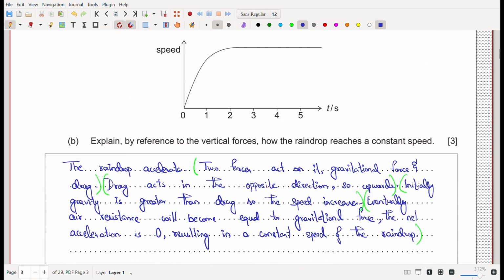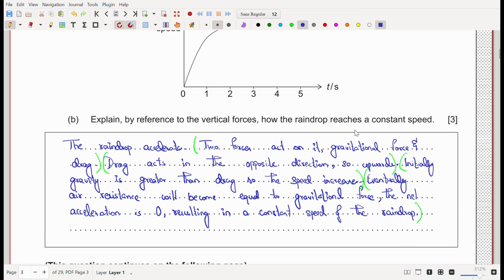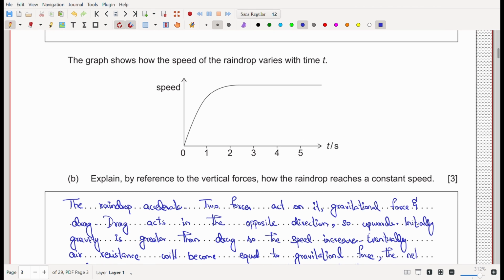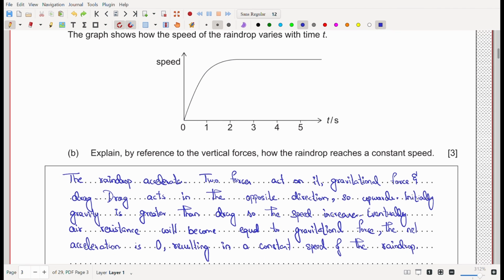So moving on to our next question. Explain by reference to the vertical forces how a raindrop reaches a constant speed. Now, for this particular question, I say we take a look at our graph up here. So we see that the speed initially increases and then suddenly levels off around 2 seconds, I guess. So that should give you a representation.